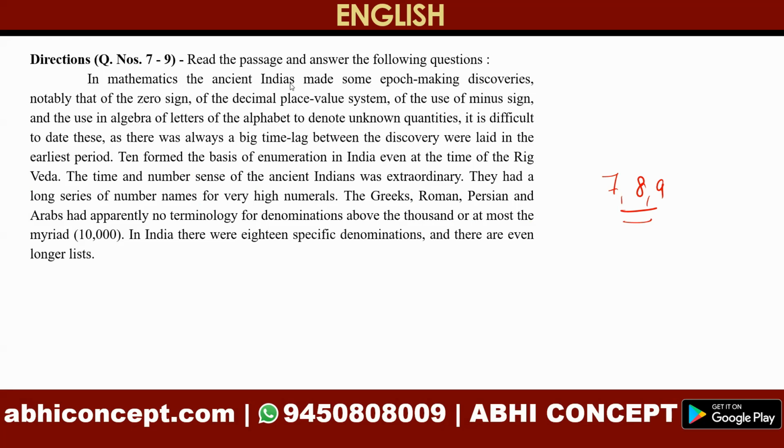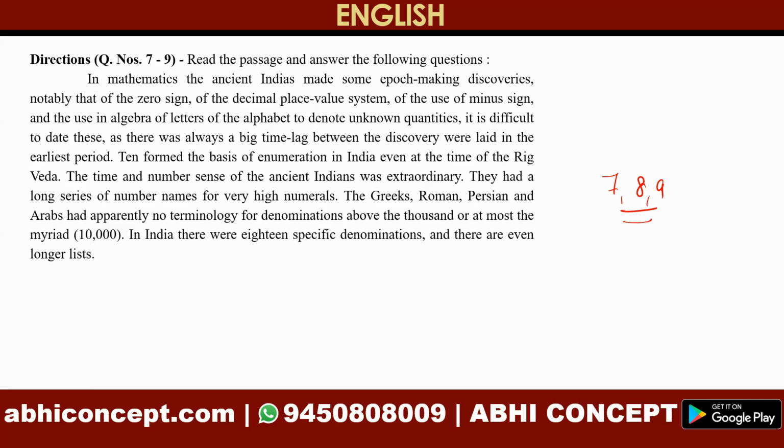Okay. In mathematics, the ancient India made some epoch-making discoveries, notably that of zero sign, of the decimal place value system, of the use of minus sign, and of the use in algebra of letters of the alphabets to denote unknown quantities. It is difficult to date these as there was always a big time lag between the discovery and its practical application, but it is clear that the beginnings were laid in the earliest period. 10 formed the basis of enumeration in India.